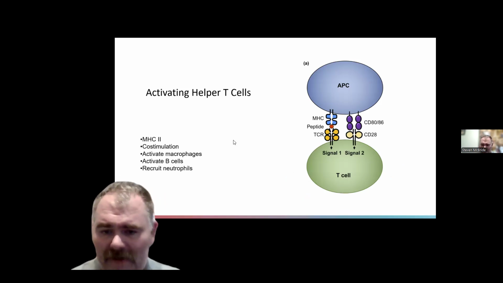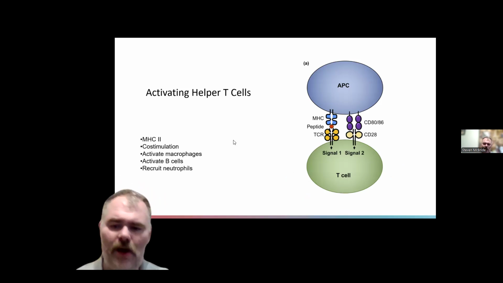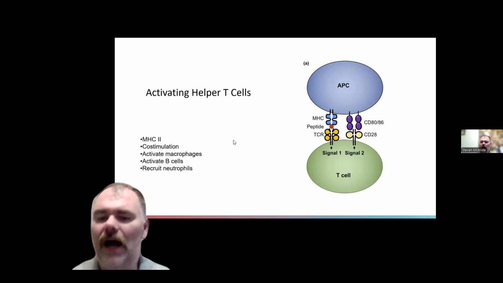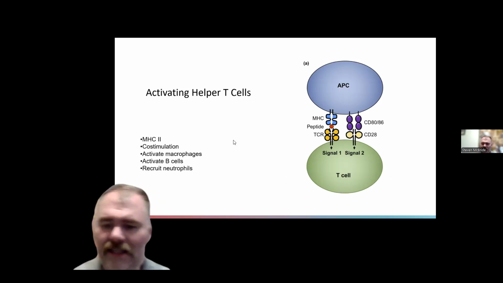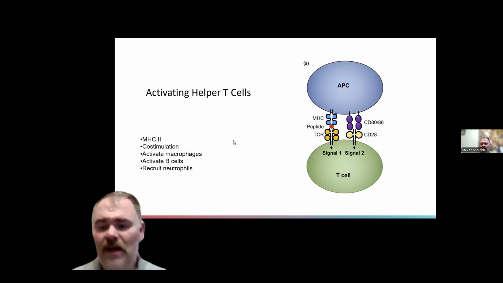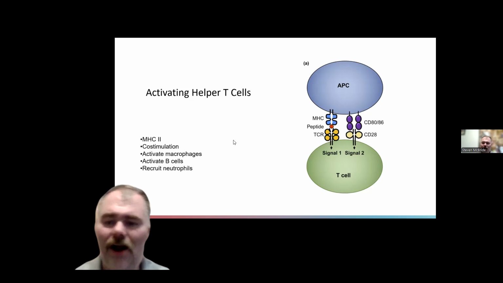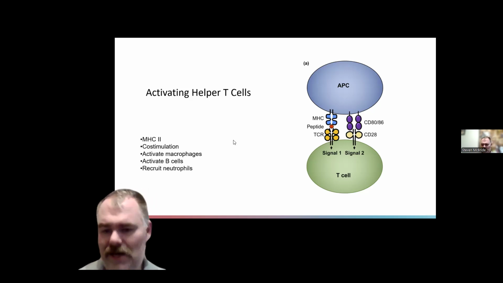One major outcome of antigen presentation is the activation of helper T cells. Helper T cells recognize antigens displayed on MHC2 molecules. However, antigen recognition alone is not enough. The T cell must also receive additional activation signals known as co-stimulatory signals. These extra signals help ensure that helper T cells are activated only when a genuine threat is present.